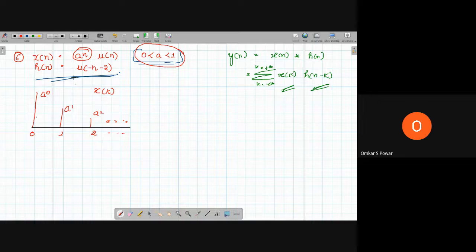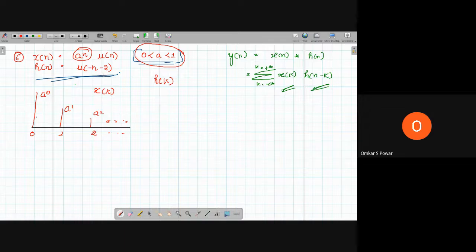So why I have taken this problem is u of minus n minus 2. So this should not confuse you. I have taken this problem here. So how do you solve this one? Do not worry. First we will plot this h of k. It starts from minus 2, minus 3, it goes up till minus 4, because it is minus n minus 2.